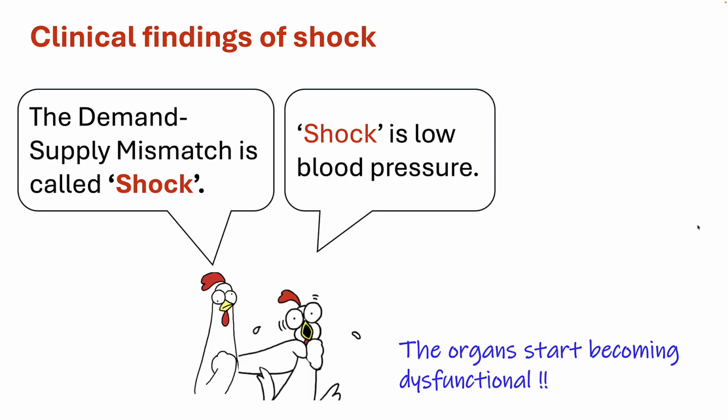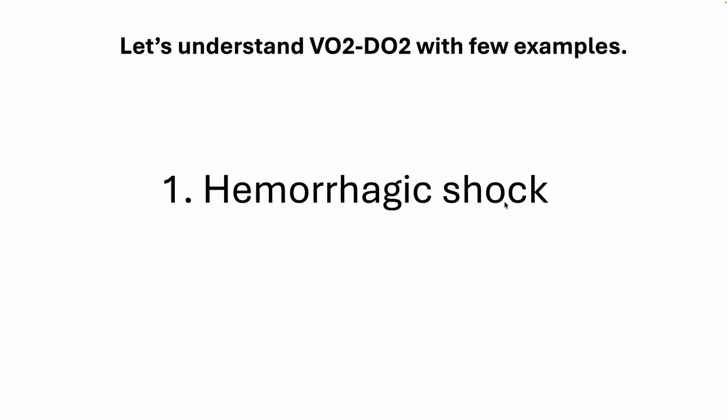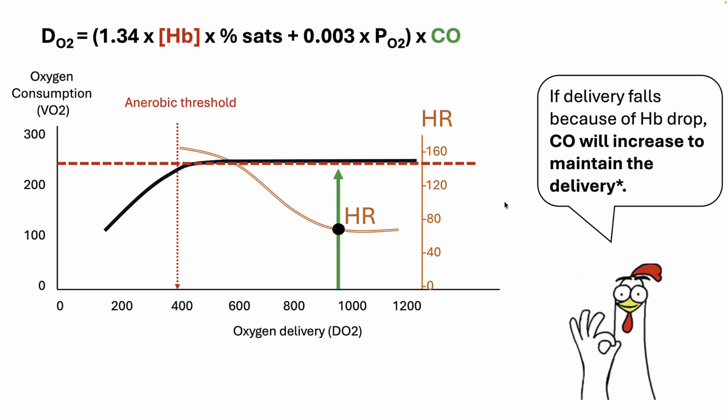The way to think about symptoms of shock is that your organs will start becoming dysfunctional. So let's understand the VO₂ DO₂ relationship in a few examples of shock. So let's look at hemorrhagic shock first.